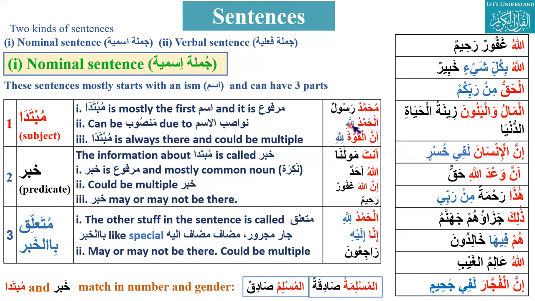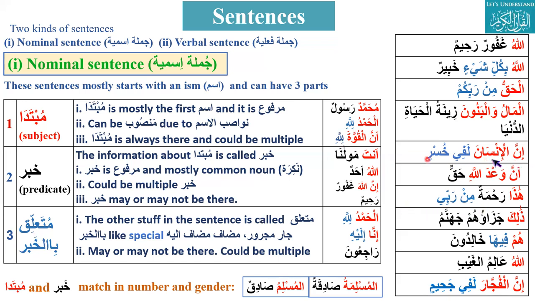Okay, got it now. Similarly here, anna al quwwata. Anna is just a nawasibul ism, and al quwwata is mansub. So this complete part we can say is mubtada. And lillahi is jar majroor, meaning it is for Allah. So this is muta'alliq bil khabar.